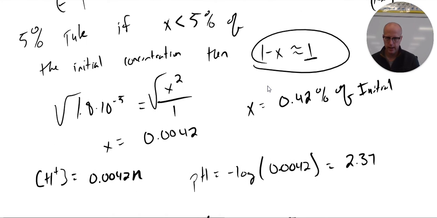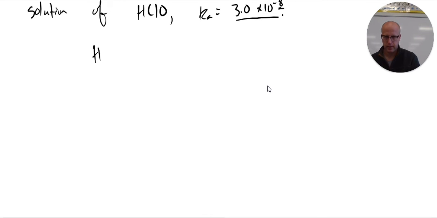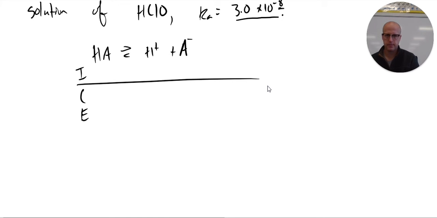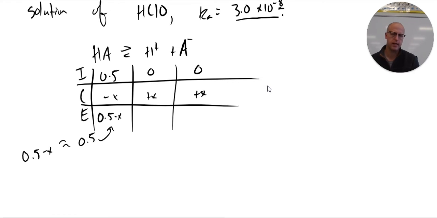So I'm going to go ahead and make the assumption that the 5% rule is going to be true. I'm still going to set up my ICE chart here, though. So HA, H plus, A minus: 0.5 molar of that, 0 of this initially, minus x, plus x, plus x. And since I have 0.5 minus x, I'm going to say 0.5 minus x is about equal to 0.5. We're going to assume that the 5% rule is true because my K is so small, and then we'll check it real quick.